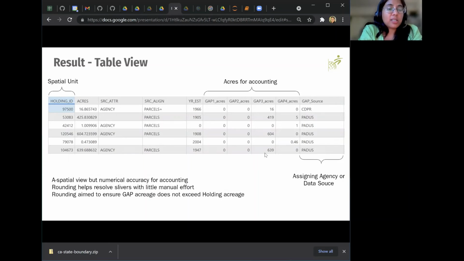What this results in is a table view where in CPAD we have our spatial unit of the holding, and we've added 4 columns that have the acreage within that holding that's assigned to a particular gap code. This is aspatial, but allows for numerical accuracy. The rounding helps us resolve slivers with little manual effort, which was a big learning from our previous effort. And the rounding also aims to ensure that the gap acreage does not exceed the holding acreage.